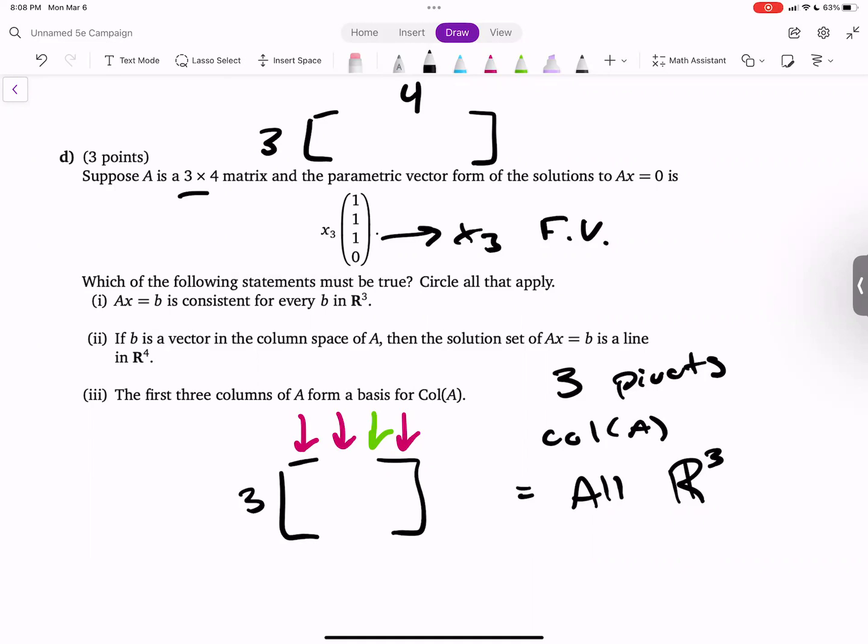So this part says AX equals B is consistent for every B in R3. What's another way to ask that question? Pivot in every row. What else do we call something that's a pivot in every row? Onto. That's what this question is asking. Is this matrix onto? How many pivots do we need for it to be onto? How many do we have? It's onto.